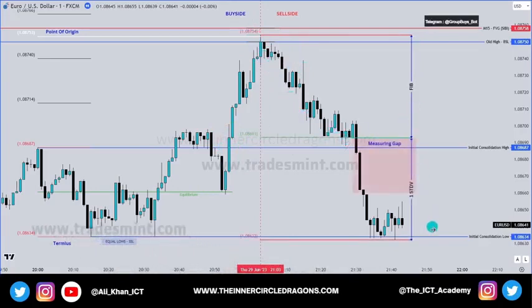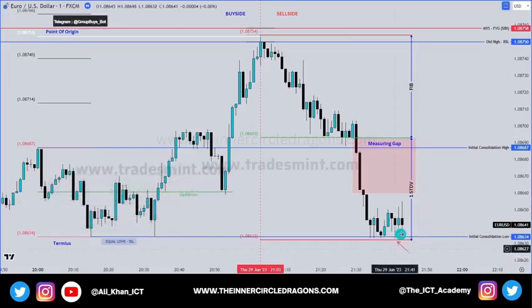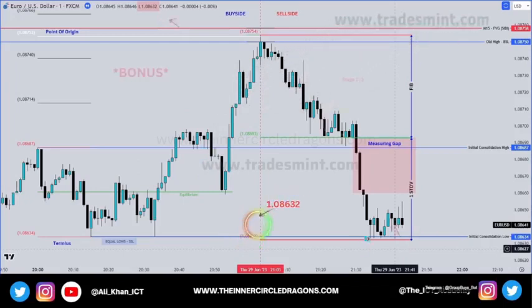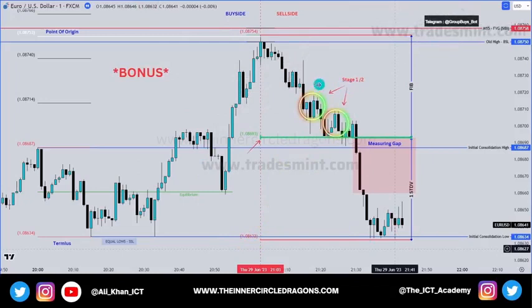and we project one standard deviation lower, the very low of this candle comes in at 1.08632, which is the same level that we get over here, 1.08632. Stage 1 and Stage 2 occurred above equilibrium of this sell side delivery range.